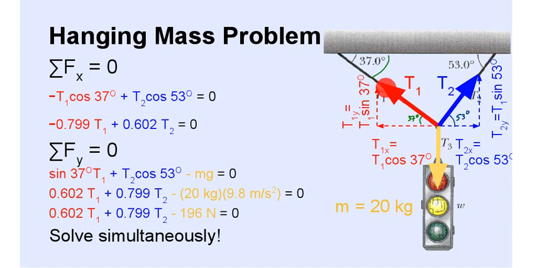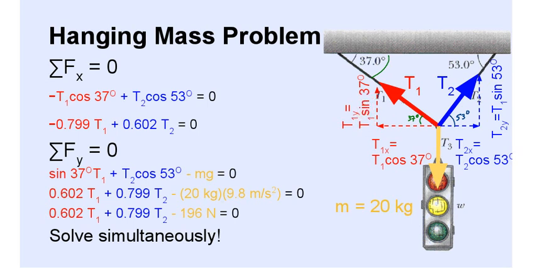Tension 1 pulls this way, which is really to the left and up. So I've gone ahead and broken those down. T1x, how hard does it pull to the left? Well, it'd be equal to the tension in that cable times the cosine of 37. Cosine because it's the adjacent to the angle of interest. Over here, the opposite would be equal to T1 sine 37.